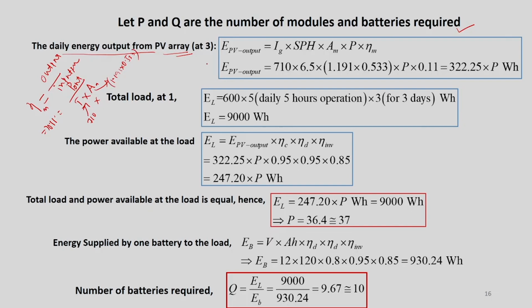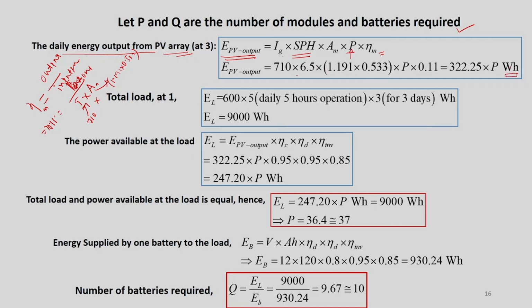So, that is how this E, or I can write this E out, E PV out, what I have represented here, PV out. This is the global radiation Ig multiplied by sun peak hours into A_M into P into eta_M, because P numbers of modules are present to produce that much of power. So, this E output or E PV output is something like 710 multiplied by 6.5, because we are measuring in watt hour.